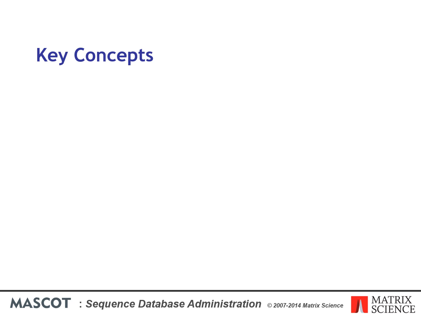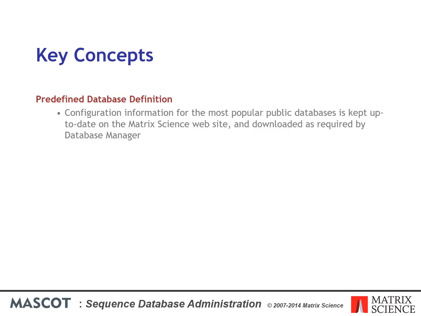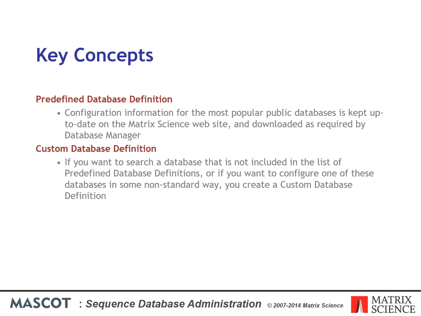Let's review a few of the important terms used in Database Manager. A predefined database definition is one in which the configuration information is kept up to date on the Matrix Science website and downloaded as required by Database Manager. You don't need to know file URLs or worry about parse rules, etc. for a predefined database. If you want to search a database that is not included in the list of predefined database definitions, or if you want to configure one of these databases in some non-standard way, you create a custom database definition.